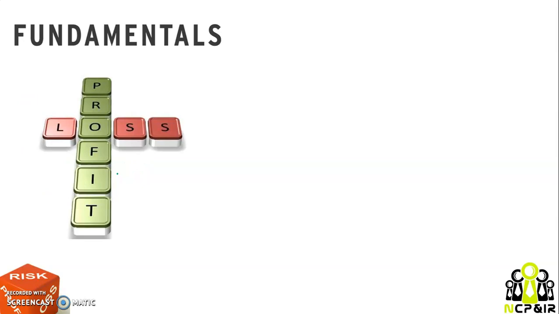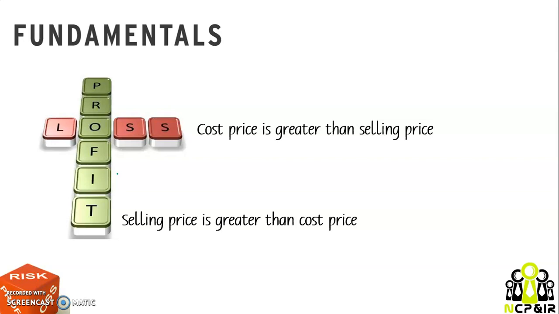The next important element is profit and loss. A profit happens when the selling price is greater than the cost price. I am buying something for 100 rupees and I am selling it for 120 rupees. Then it is a profit transaction. If it is the other way, I am buying it for 120 and selling it for 100 rupees, then it is a loss. So those are the two statements. I think this must be very clear to you.